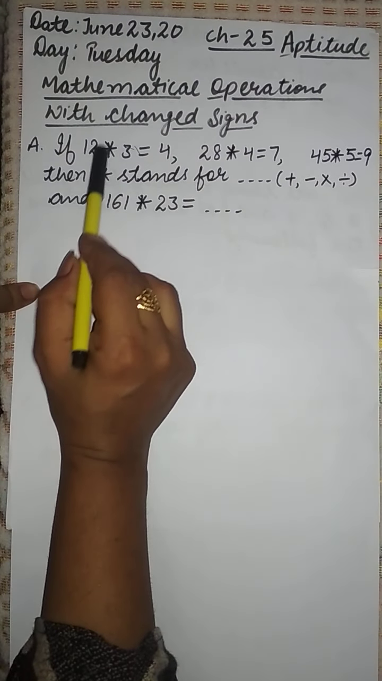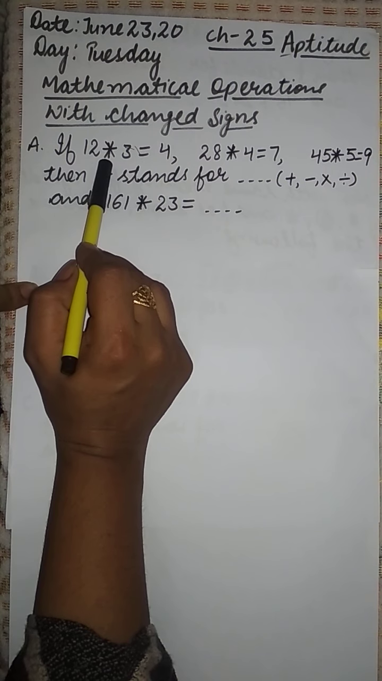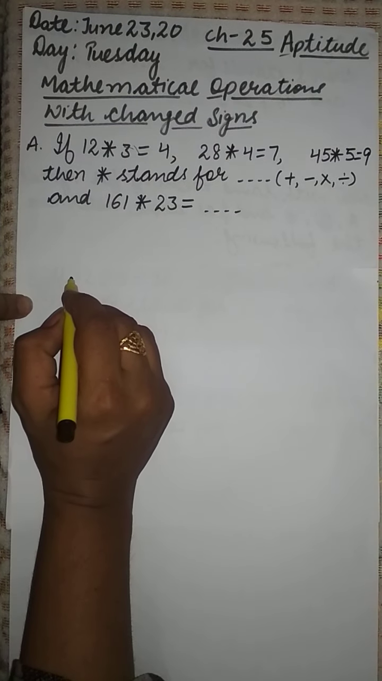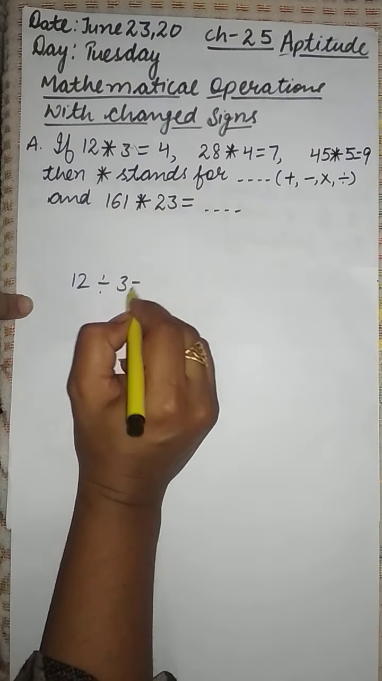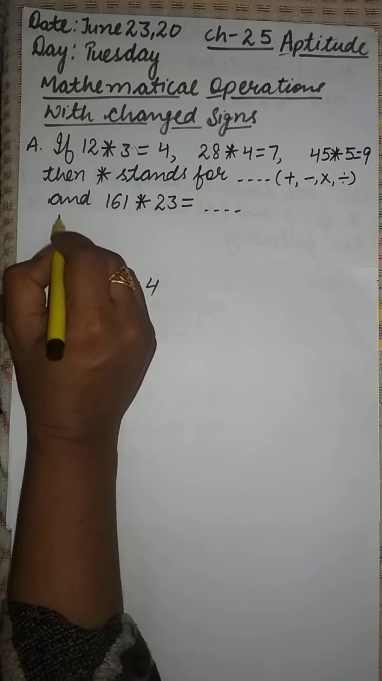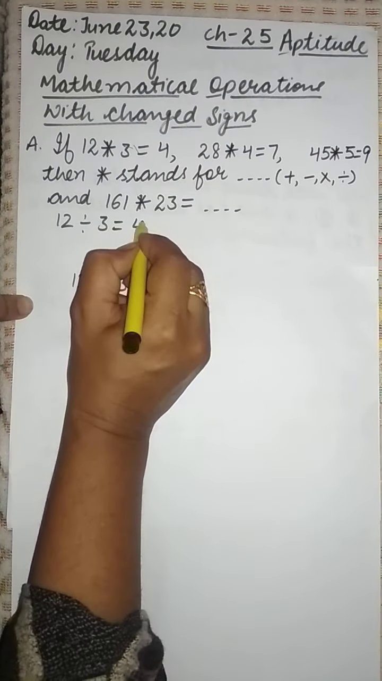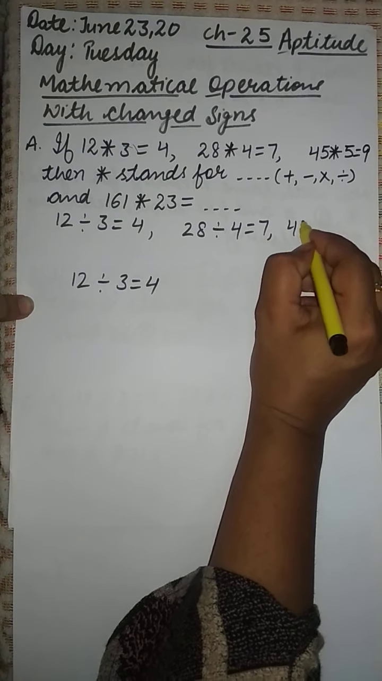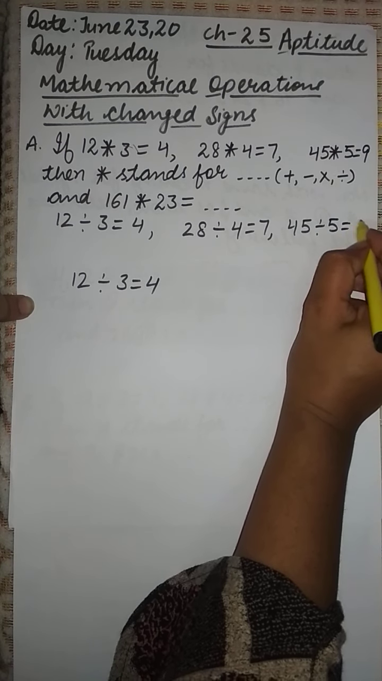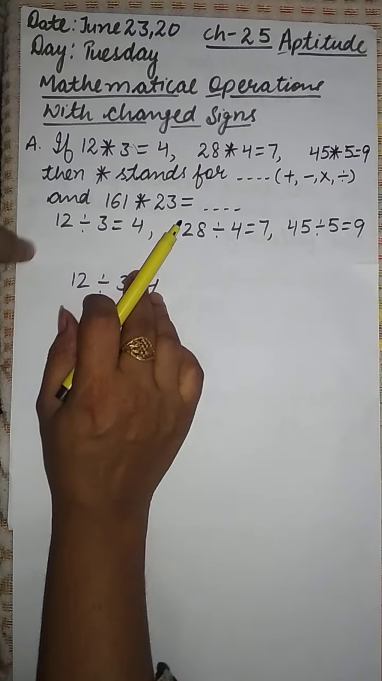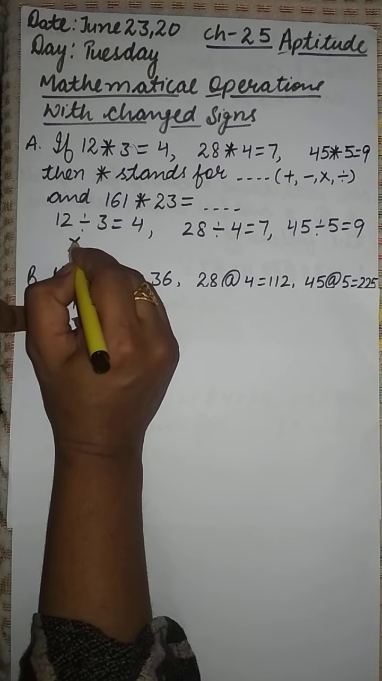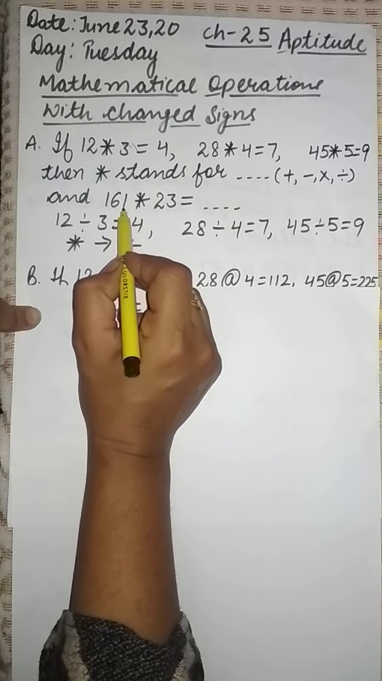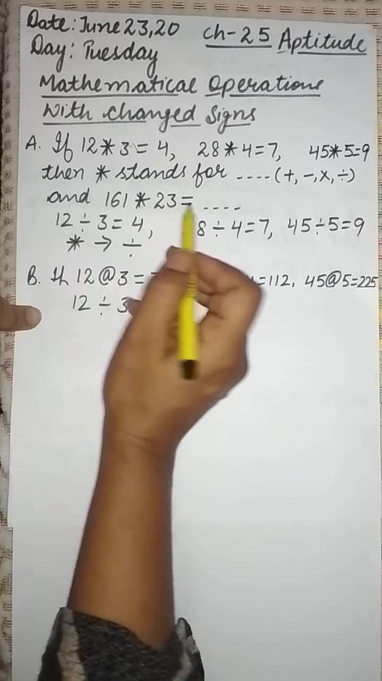Now you can see very clearly 12 star 3 is equal to 4. And we know that if I divide 12 by 3, then it will be equal to 4. So we can write here 12 divided by 3 is equal to 4, 28 divided by 4 is equal to 7, 45 divided by 5 is equal to 9. It means the symbol star represents division.